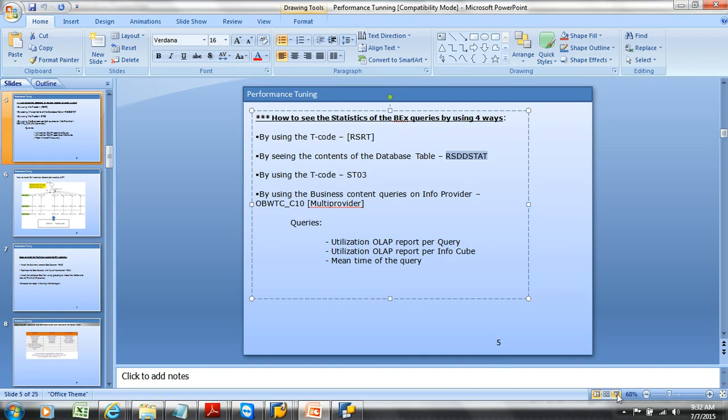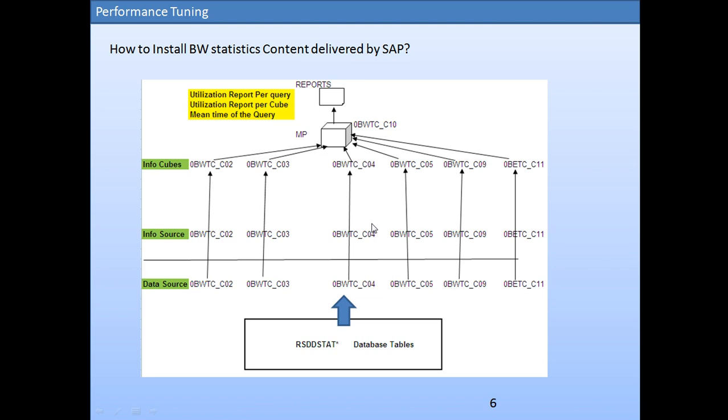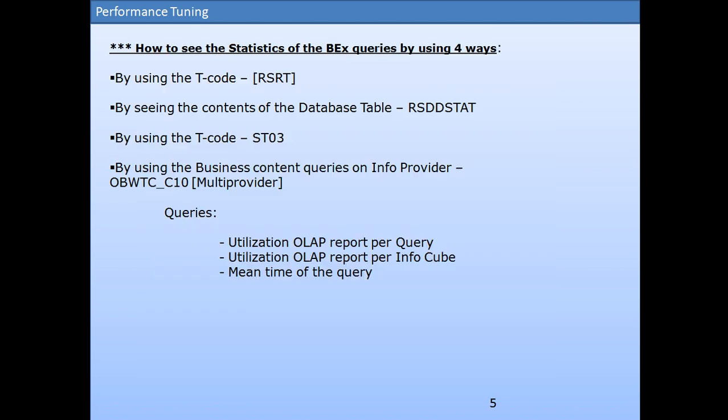See, you get to see like you got ready-made data sources, info source, queues, multiple reports. Utilization OLAP report per query per cube, mean time of the query. These are the main reports which we use to analyze query performance majorly. Okay. Because we would install it, but now this again gets outdated with HANA, because while migrating to HANA, they're deleting the entire data and then creating it. But this is still valid.